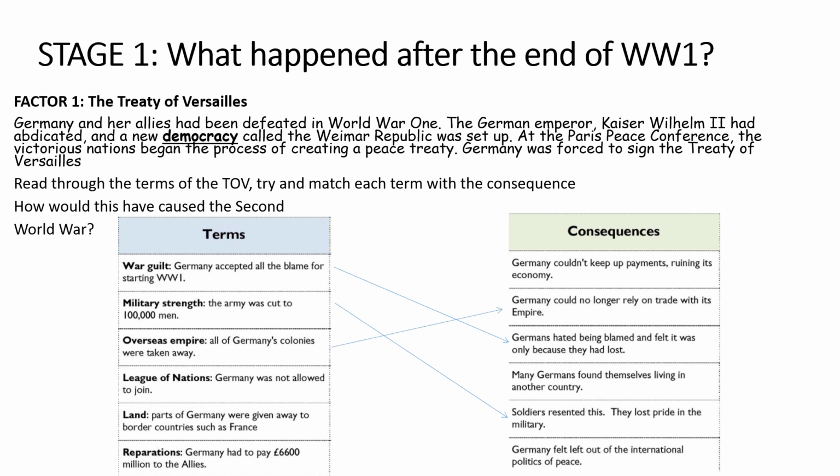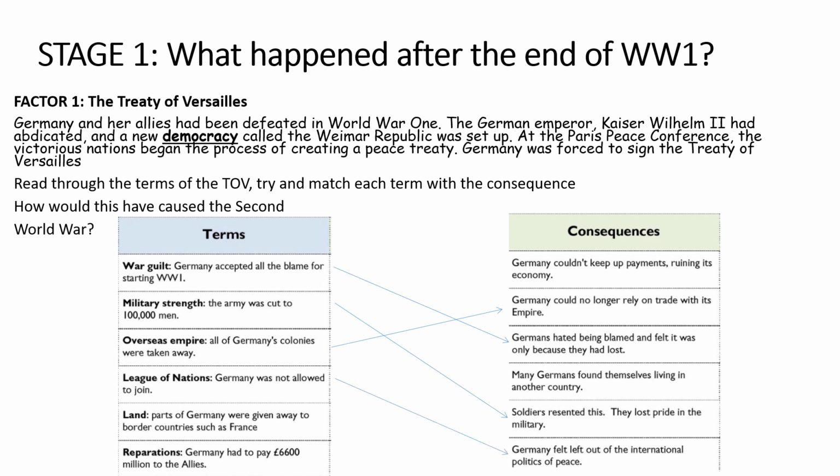Overseas empire is the second one from the top. Germany could no longer rely on trade with its empire. Okay, so Germany owned colonies in Africa, which meant that they owned countries in Africa, and they traded with these countries, so that was really good for making them money. As a result of this treaty, they actually had to give up those colonies and not work with those countries anymore. So that was going to lose them a lot of money and cost them a lot of cash and make it very difficult for them in the next few years after the war had finished.